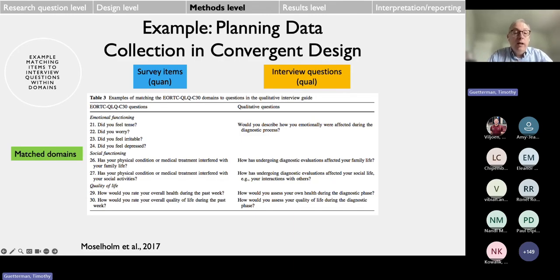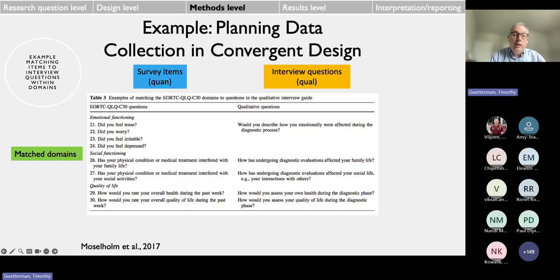paper. On the left-hand side, we have survey items, and I should say this was a convergent design from a quality of life measure. It was a European quality of life measure. And this is just an excerpt, but we see on the left-hand side here, this is organized by domains. We have emotional functioning, and then the series of questions.